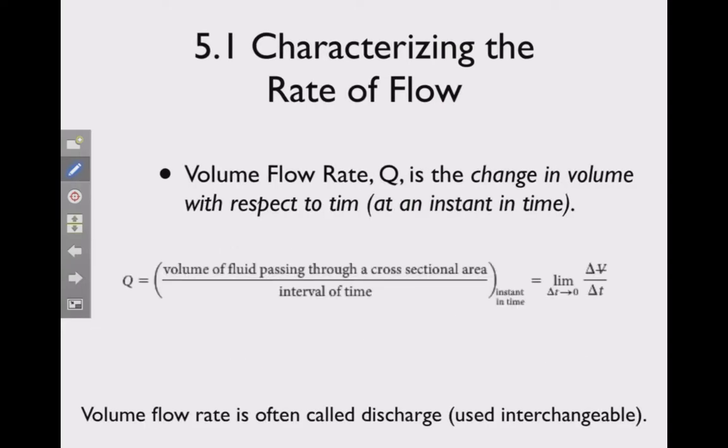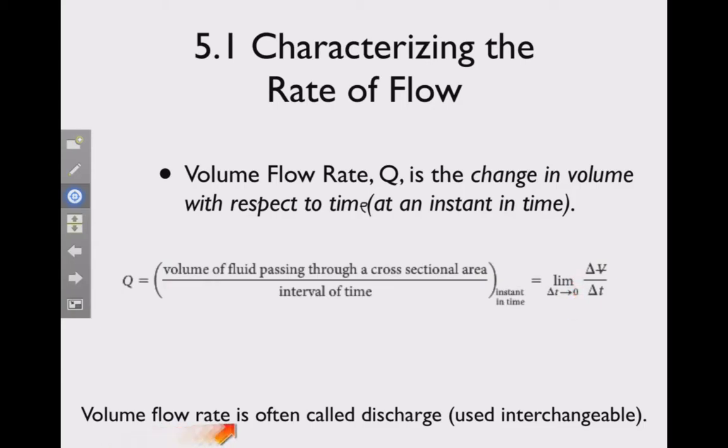So let's take the volume flow rate first. This is just a change in volume with respect to time. Now there should be an E there. With respect to time at any instant in time. So if we look at the definition here, we have Q equaling the volume that's passing through a cross-sectional area. It might be the cross-sectional area of a pipe or a channel for a given interval in time. And so if we look at it in terms of calculus, we're going to take the limit of delta t as delta t goes to 0 of the change in volume over the change in time.